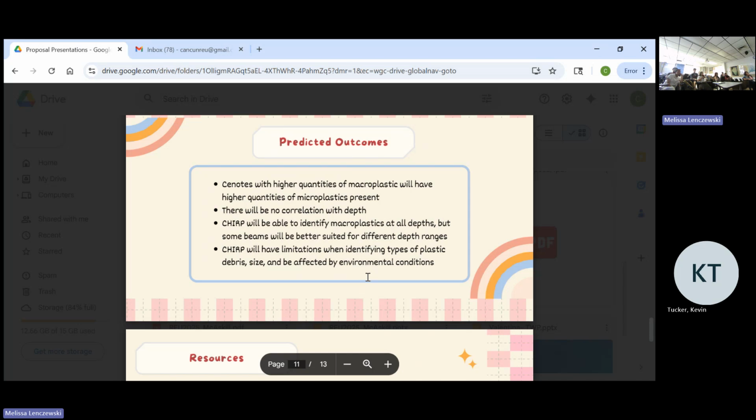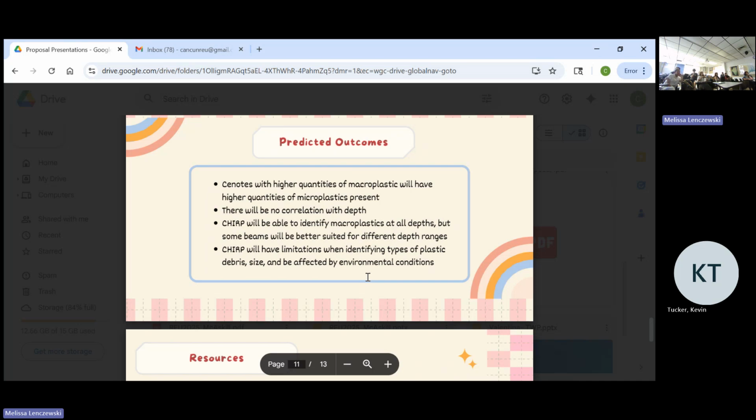I think that CHIRP will be able to identify macroplastics at all depths, but some beams will be better suited for the different depth ranges. So as again, Marisol mentioned, there are different beams. Some are going to be better for looking at surface level macroplastics, and some are going to be better for looking at deeper macroplastics.